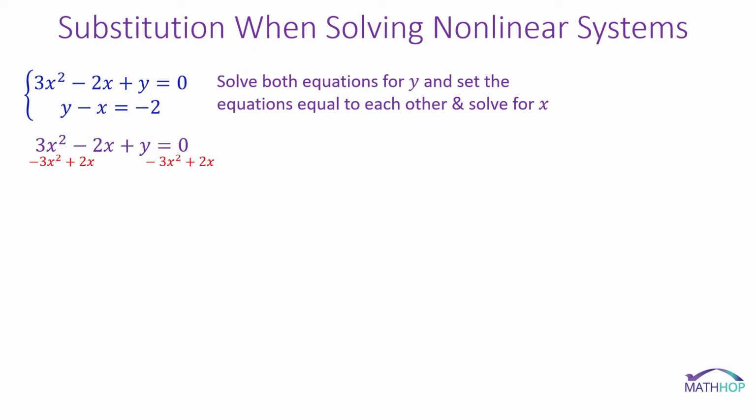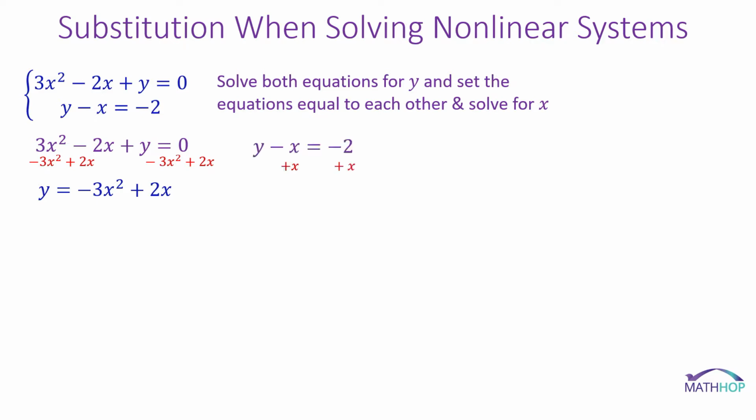So taking the first equation, 3x squared minus 2x plus y equals 0, get rid of everything with y. Opposite of 3x squared is negative 3x squared. Opposite of negative 2x is positive 2x. So I'm going to subtract 3x squared and add 2x to both sides. I get y equals negative 3x squared plus 2x.